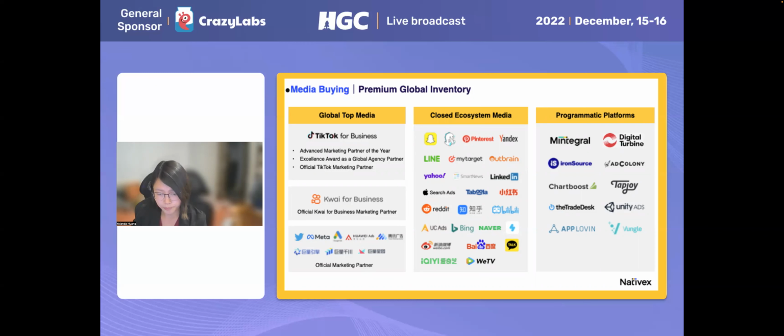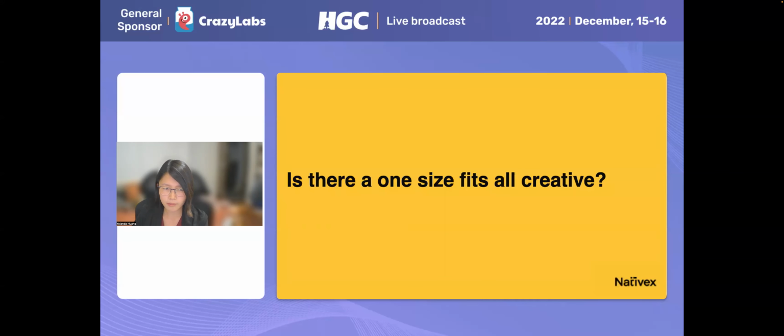So let's assume that we are already set with the platform, right? We know that we are going to use, let's say, TikTok now for global user acquisition, and Kwai, for example, for Brazil. The next question would be, is there a one-size-fits-all creative? Again, let me show you some examples.